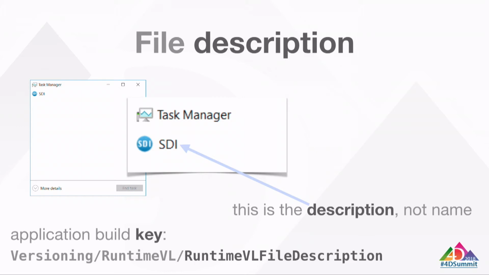So you need to explicitly define the file description by editing the build XML, build project file. You see, this field is not available in the standard build application dialog, so you need to do that, or otherwise you have 4D unlimited desktop on the task manager.